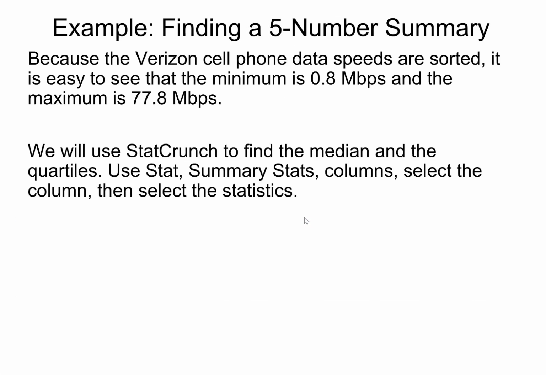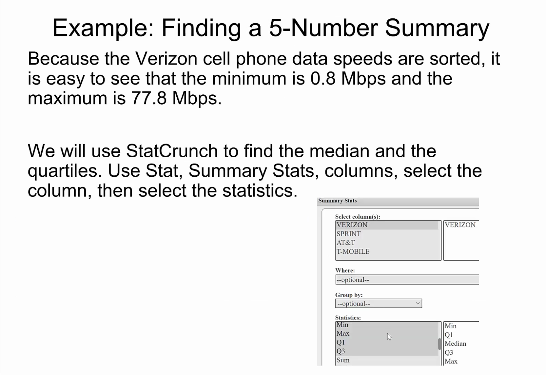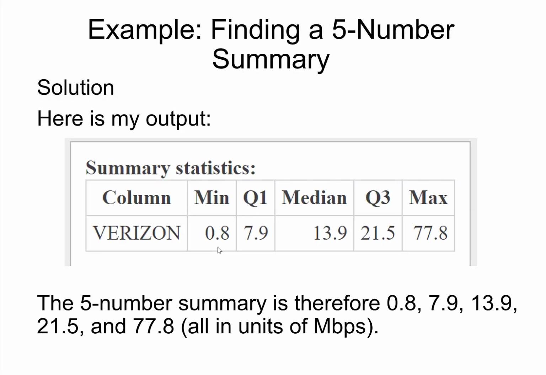But I'm going to use StatCrunch, and I'm going to select the statistics that I want. And if I put them in order, they'll come out in the order that I want. The minimum over here, min, then I selected Q1, the median, Q3, and the maximum. And here's my output. And so the minimum here is 0.8. Quartile 1 is 7.9, the median is 13.9, Q3 is 21.5, and the maximum is 77.8.